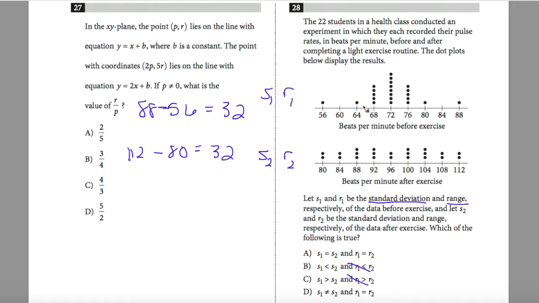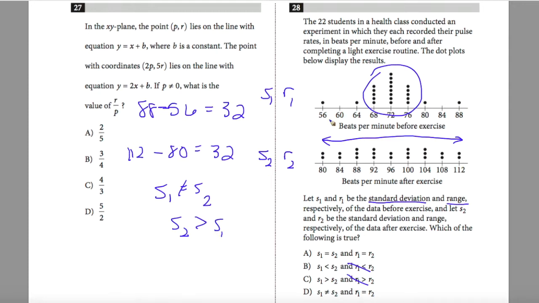And now I'm comparing my standard deviation. Well, for the standard deviation of the first experiment, I see a large cluster, so there really isn't much standard deviation. And then here I see a lot of variation amongst all of the results that are evident, meaning that they will not have the same standard deviation, and that actually the second one will have a greater standard deviation than the first. So this will be D, making my standard deviations not equal and my range equal between them, so 28 will be D.